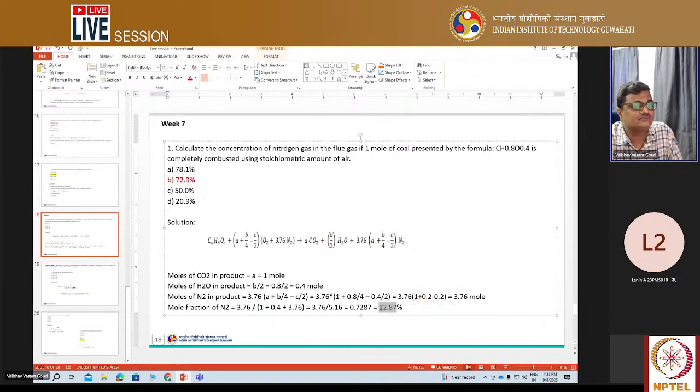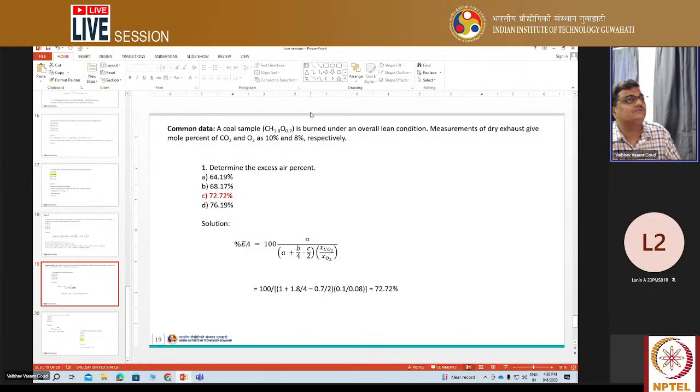For example, here the answer comes out to be around 72.87, whereas in the answers which I mentioned here it is 72.9. So you have to round off your answer to the nearest digit, right?